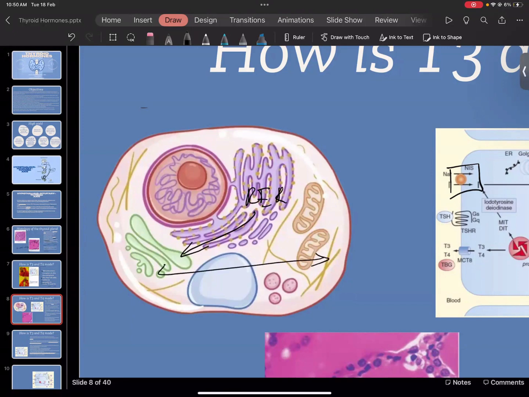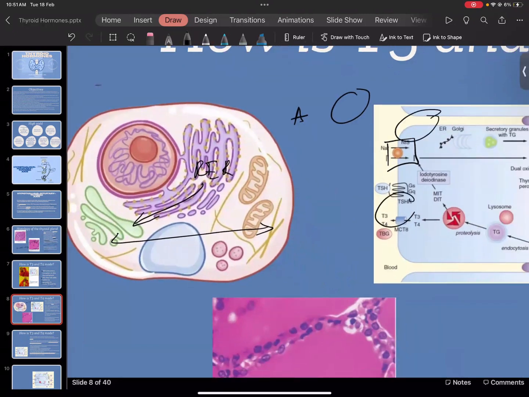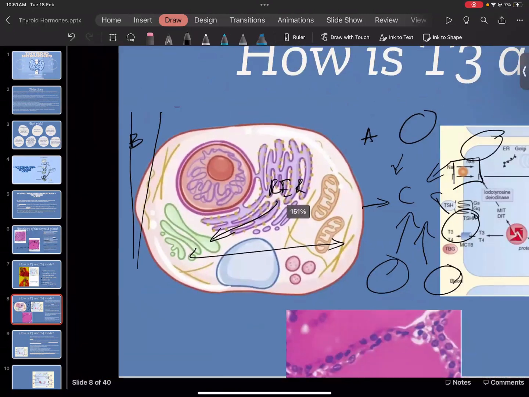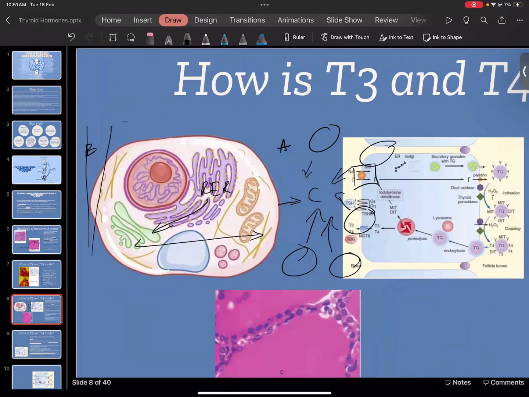Okay, here we have a concept that I want to clarify. We have two sides of the cell, one called apical and the other called basal. The apical surface is the surface where the lumen is. These are a bunch of cells, this is the lumen, and they all secrete the thyroglobulin, which is where the colloid is. The basal side is where the blood is. Perfect, now we're moving on.